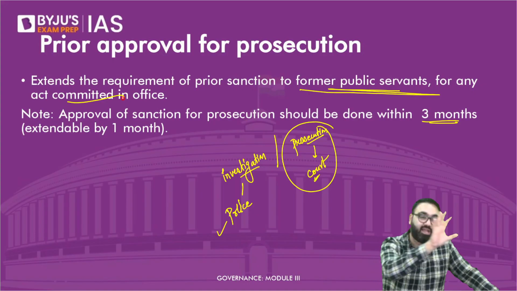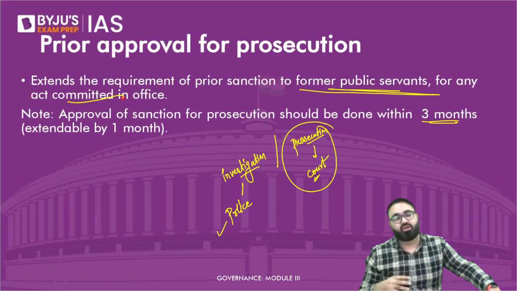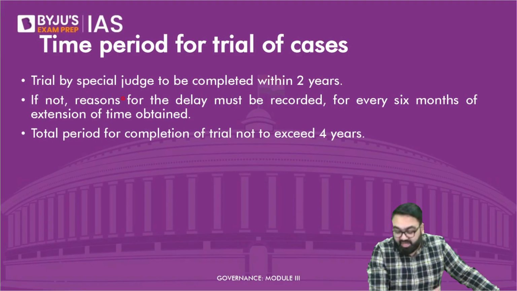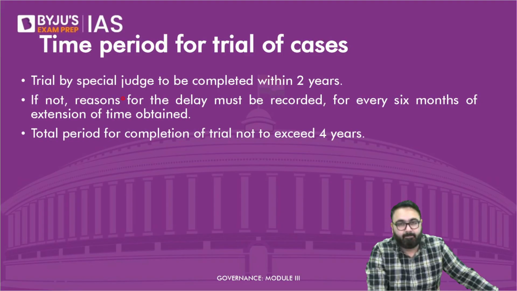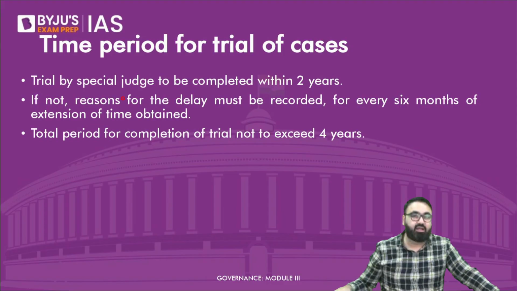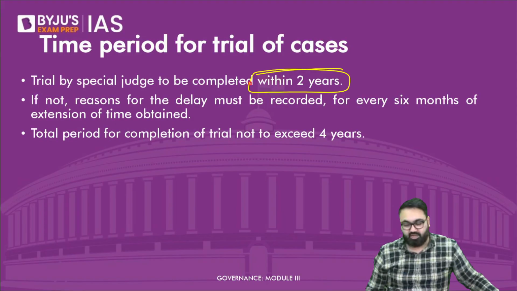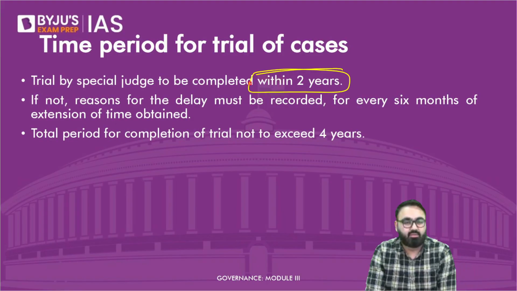Again, for investigation, there is no time limit, so the government can delay it and does delay it a long time. There is also a time period that has been set now, within which the case has to be decided. The cases under this Prevention of Corruption Act will all be decided by a special judge, and the judge has been given the responsibility to complete the trial within 2 years. So within 2 years, you have to complete the trial.